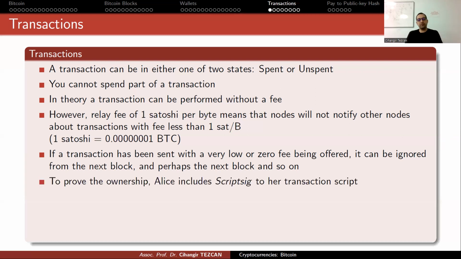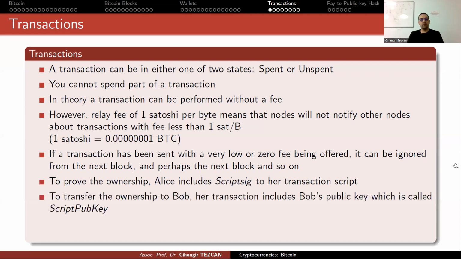To prove the ownership, Alice includes her script sig in her transaction script. To transfer the ownership to Bob, her transaction includes Bob's public key, which is called scriptPubKey. So actually, traditional Bitcoin transactions consist of two parts, where you're unlocking your Bitcoins, which were transferred to you in previous blocks. Then you're locking it by providing Bob's public key, saying that now the owner is this person.